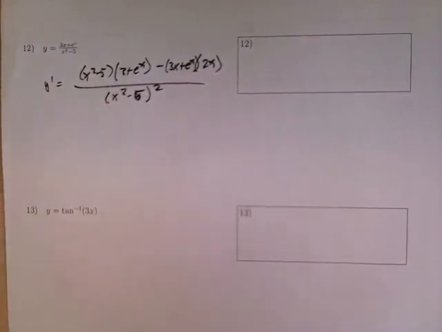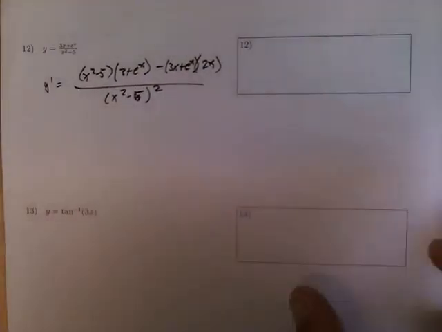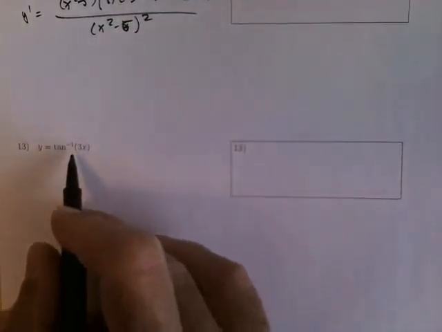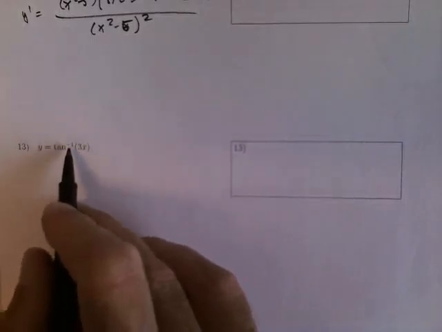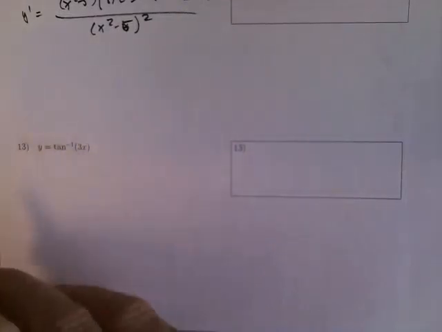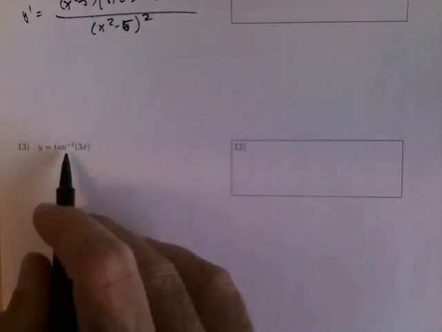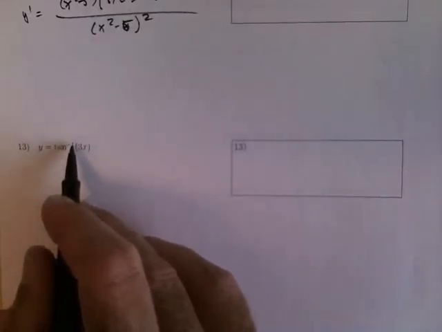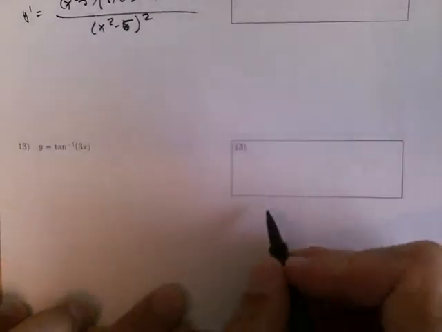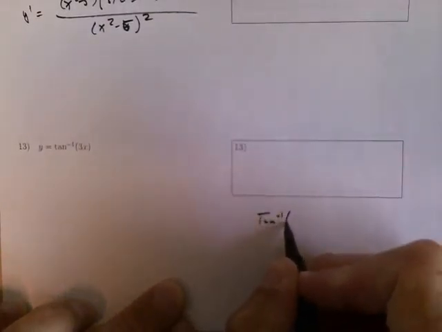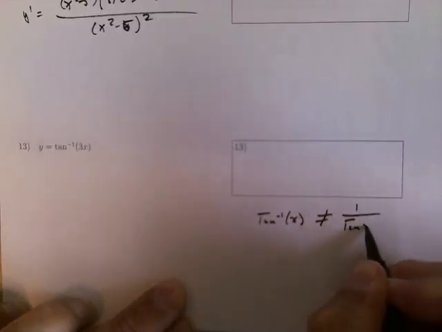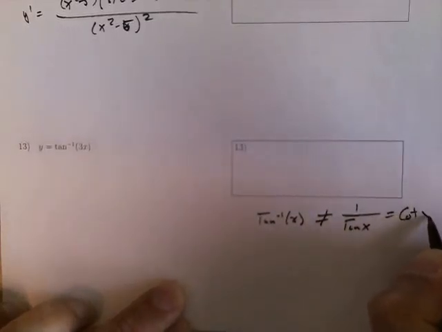Number 13, there's several things that went wrong. First of all, there's some people that saw this as a product, right? This is not a product. This is the inverse tangent of 3x. The next thing that people did wrong is they saw this as tangent to the minus 1 power. Okay, and tangent inverse of x is not equal to 1 over tangent x. That would be equal to the cotangent x.